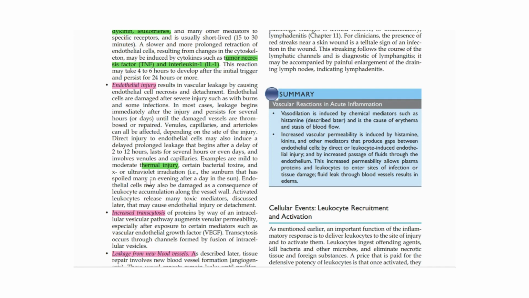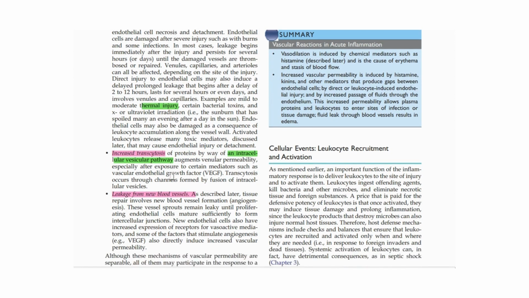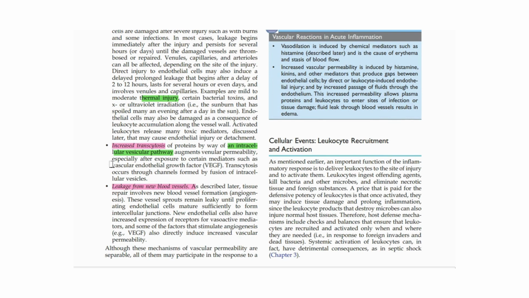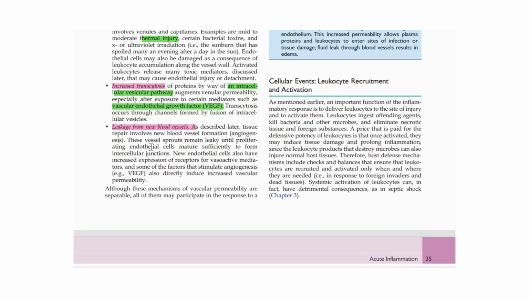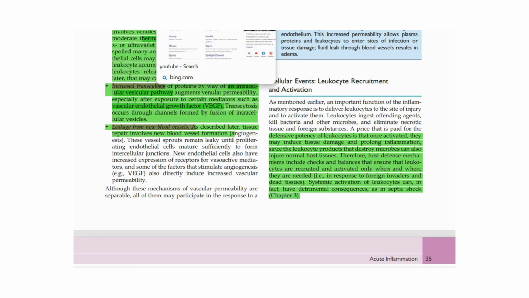Then there is increased transcytosis. What it means is that plasma proteins are passing through the endothelial cells toward the extravascular compartment, and this is mediated by vascular endothelial growth factor. Number 4 is leakage from new blood vessels. Sometimes there is formation of new blood vessels, known as angiogenesis, and before angiogenesis is complete, the vessels are leaky. So the leaky vessels lead to increased vascular permeability.